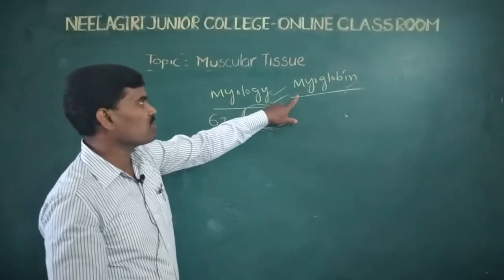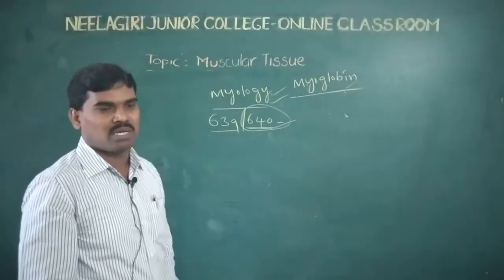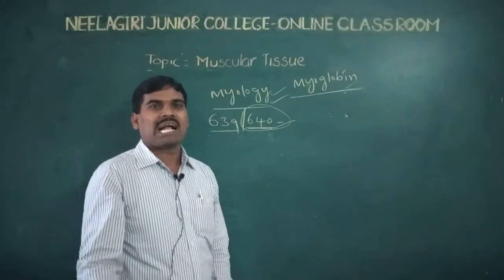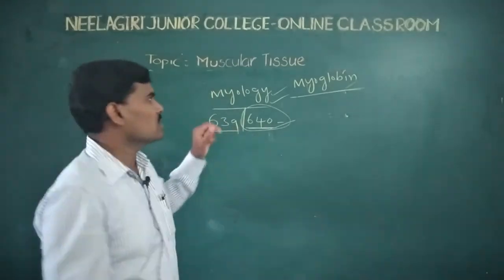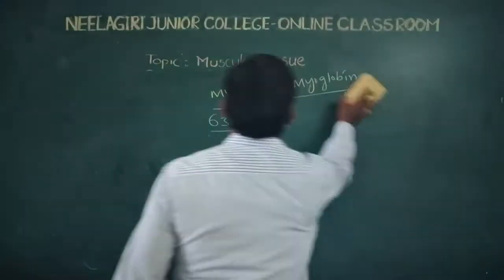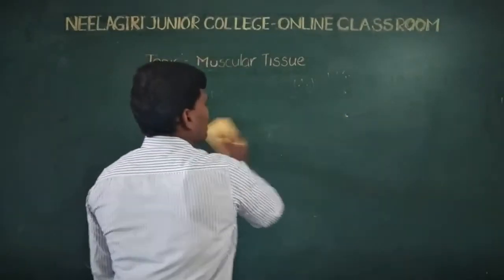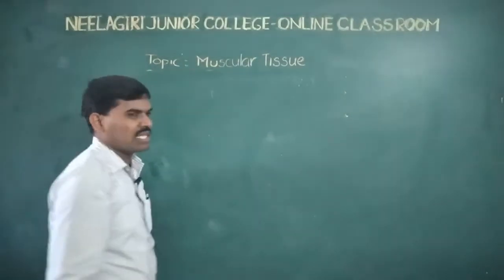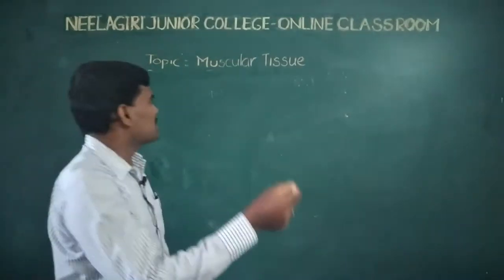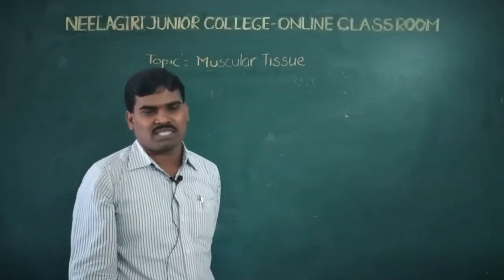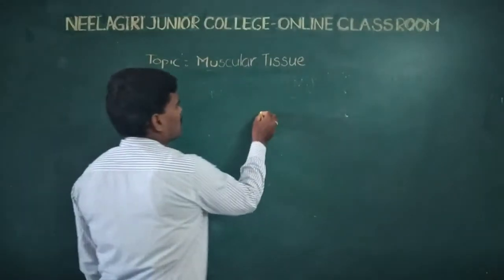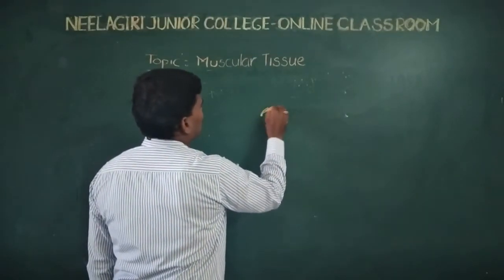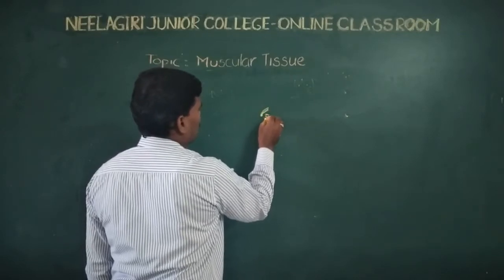Myoglobin is present in all red-colored muscles. The three main characteristics of muscles are excitability, conductivity and contractility. This is the introduction to muscles. Each muscle is made of many thin muscle fibers.